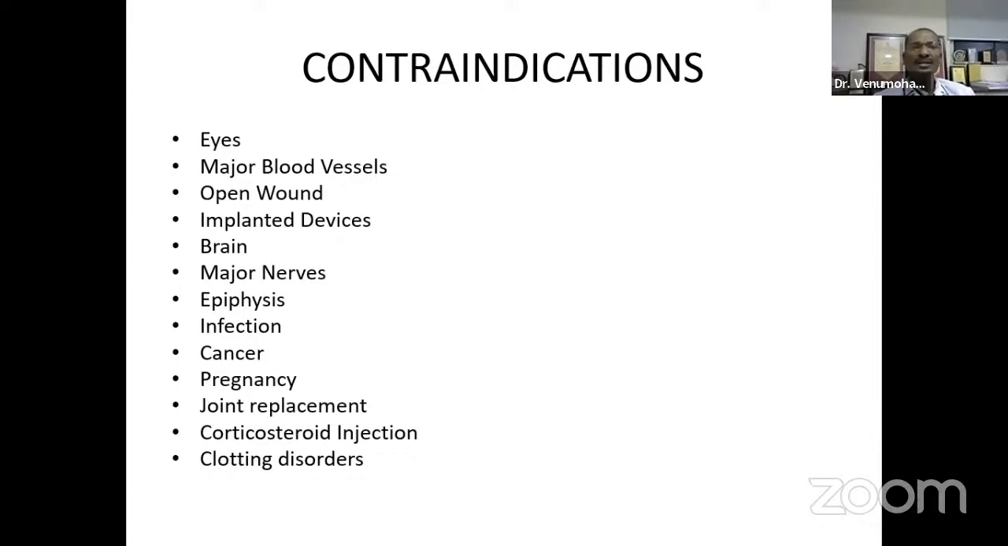And coming to the contraindications, since the shockwaves carry a lot of energy, they cannot be used anywhere near the eyes, over the major blood vessels, over open wounds, on implanted devices, over the brain and surrounding major nerves, epiphysis, over infective sites, malignancy, pregnancy, joint replacement sites, and also the sites where a corticosteroid injection has been given, and in clotting disorders.